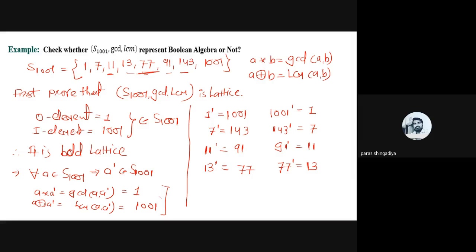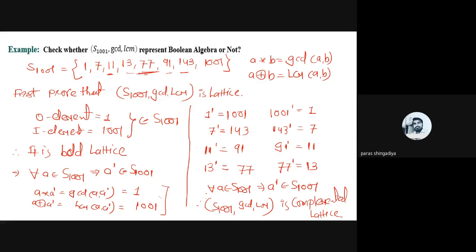So we can say that every A belongs to S1001, A dash exists, and it is also a part of S1001, and therefore S1001 with GCD and LCM is a complemented lattice. Okay, it is a complemented lattice.